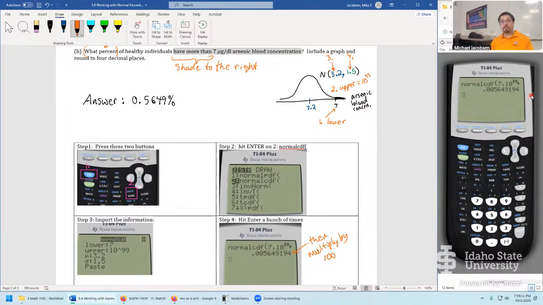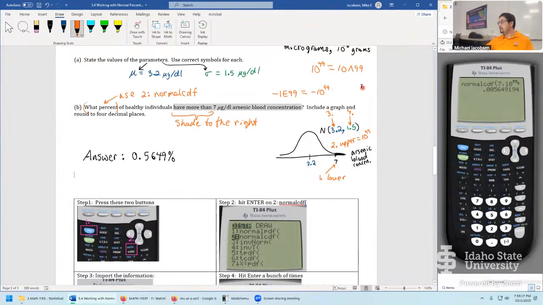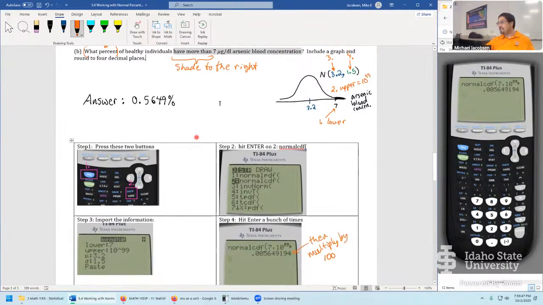But any last questions, folks, on getting through our first one? Yeah. Just for this one, yeah, that's what's going to make this one really tricky. So if we change it and said less than 7 micrograms per deciliter, we would have shaded on this end and used the negative 10 to the power 99 instead, which would have looked like this in the calculator. So that's why there are several questions to run through. There's actually a lot of different scenarios just to get a feel for these. So yeah, thanks for asking about that. Depending on the problem, our upper and lower can change quite a lot. Other questions so far?